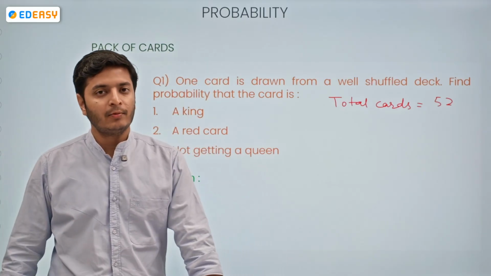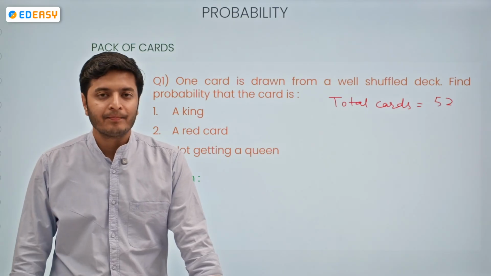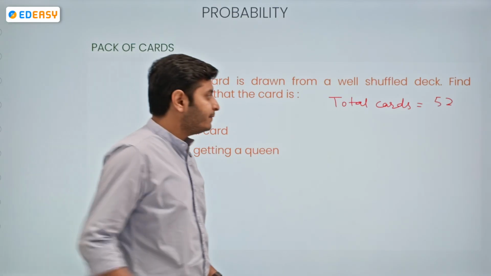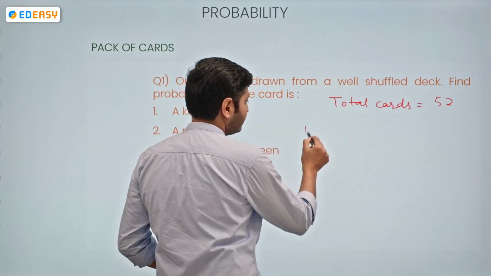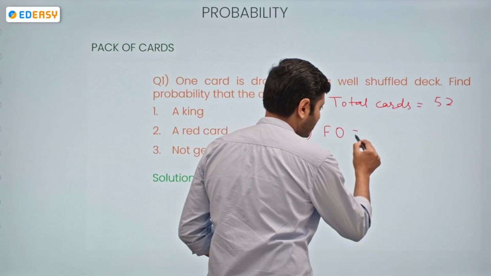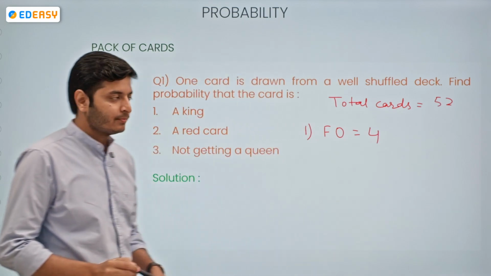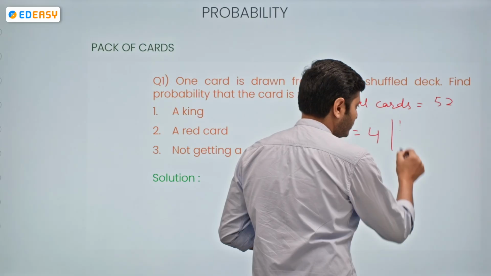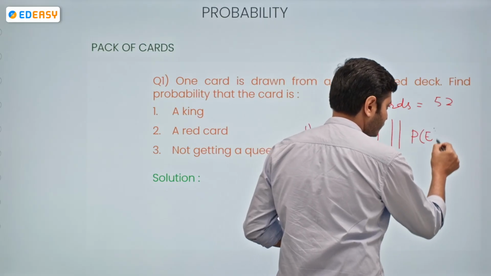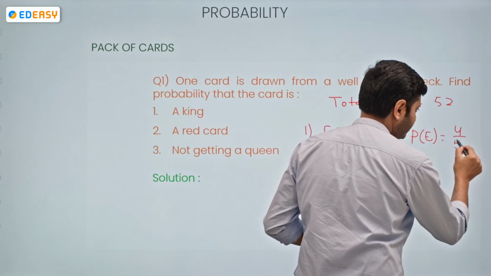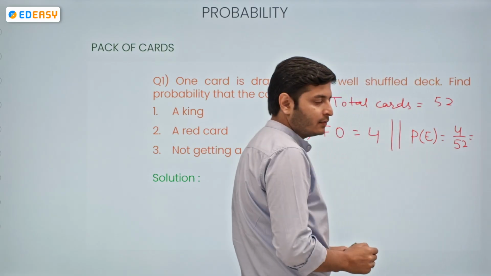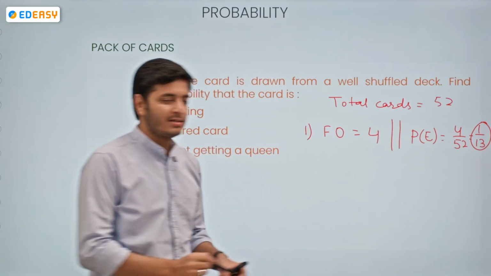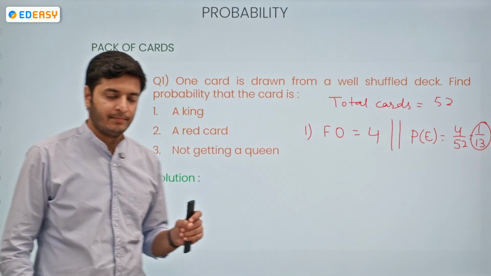A king. For each type there can be one king, correct? So there are 4 types of cards. So how many total kings? 4. So the favorable outcomes for the first part are 4, because there can be 4 kings out of 52. So what is the probability of this event to happen? 4 by 52. And you can simplify this further. It is 1 by 13. So the probability of us getting a king is 1 by 13.